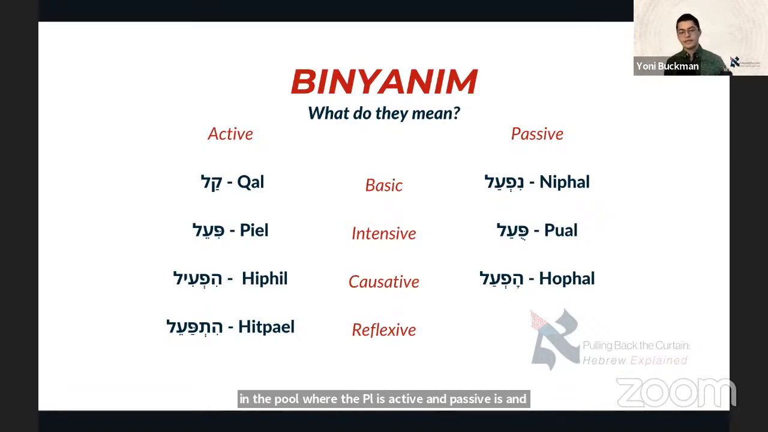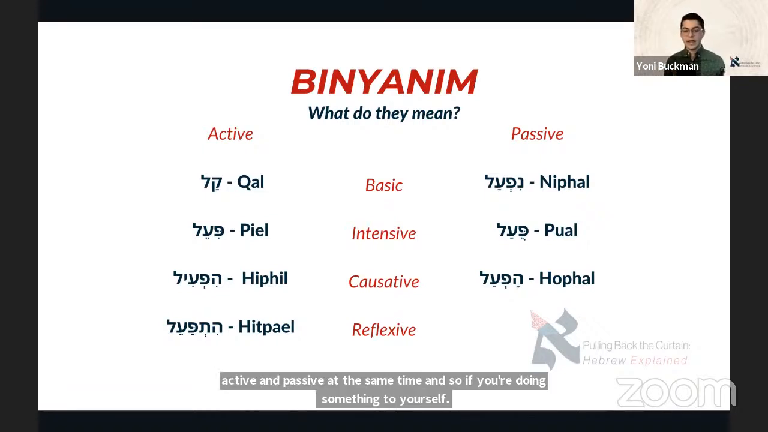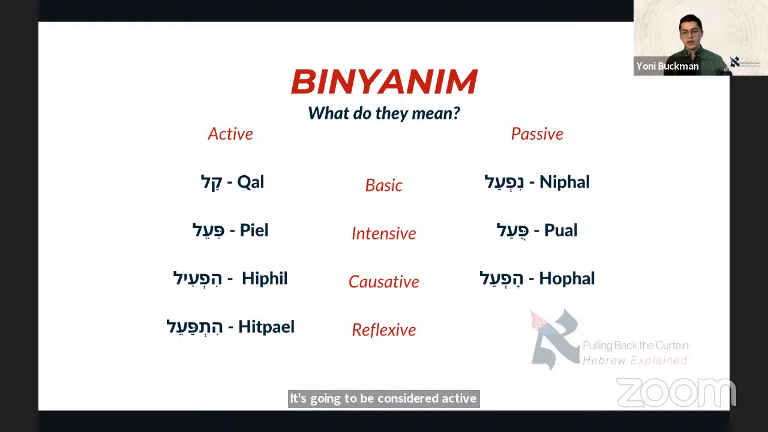The only one that doesn't have a partner is the hitpa'el, which is reflexive because you're doing it to yourself. You're kind of active and passive at the same time. And so if you're doing something to yourself, it's going to be considered active. Then on the other axis, you can group these by basic, intensive, causative, reflexive. So kal and nif'al are both basic. The pi'el and the pu'al are intensive. The hif'il and the hof'al are causative.